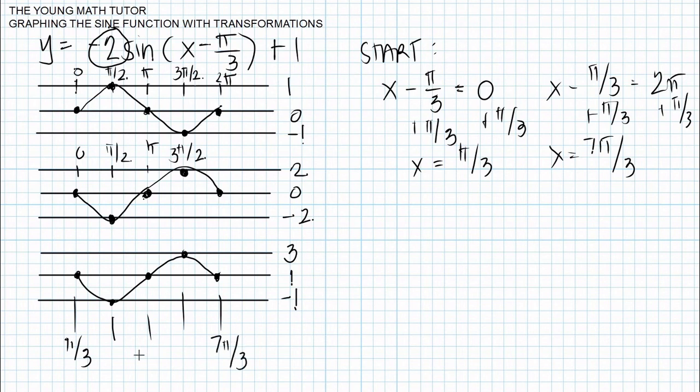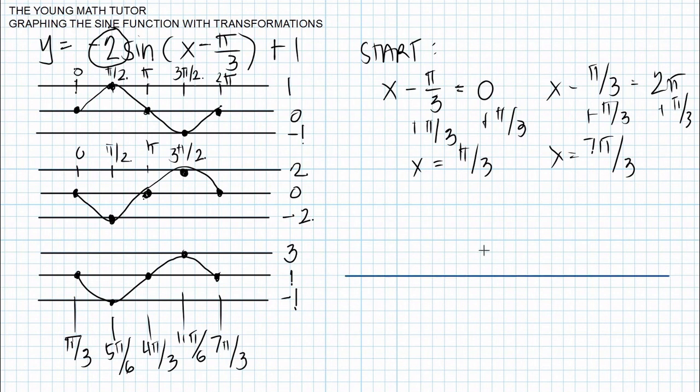Now we can just write the values of x in between. So we can write 4 pi over 3 at the middle, and then between 4 pi over 3 and 7 pi over 3, that's 11 pi over 6, and between pi over 3 and 4 pi over 3, that will become 5 pi over 6.